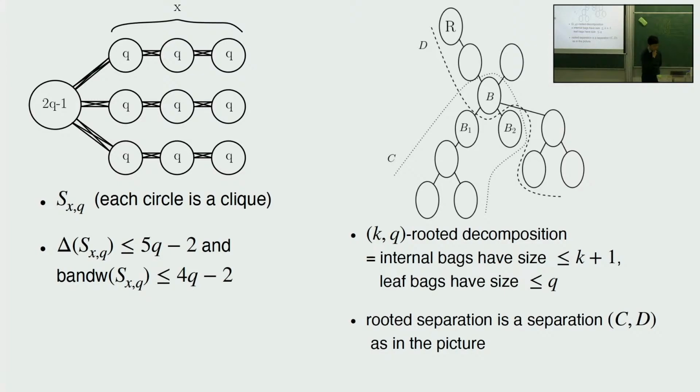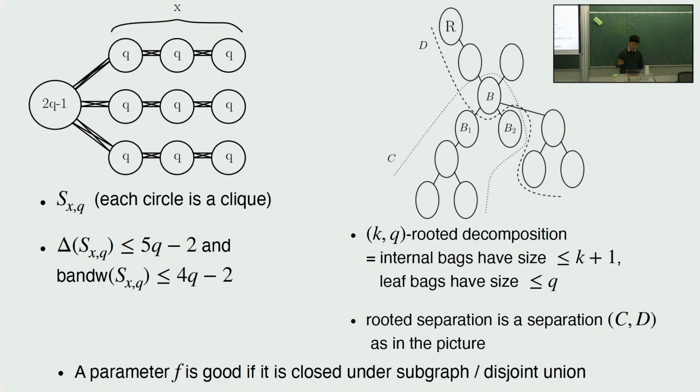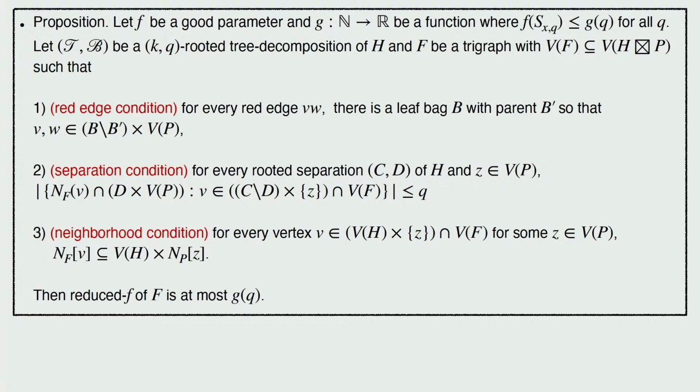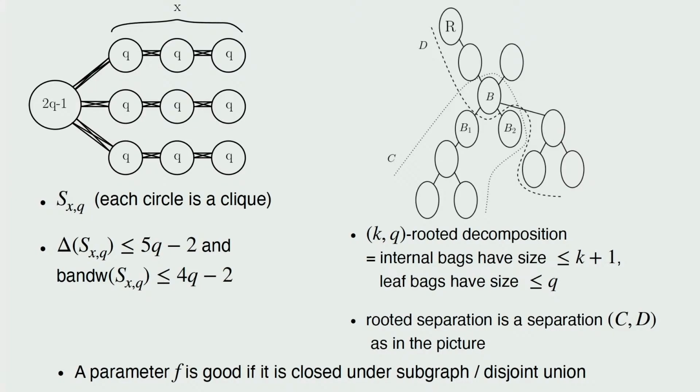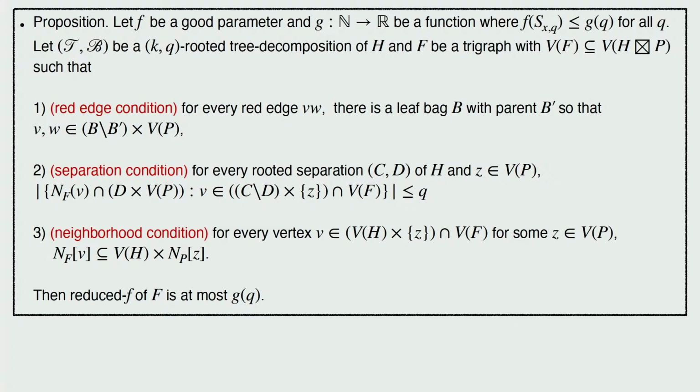And we also consider that in the general statement, we say that F is good if it's closed under some graph and disjoint union. Yeah, so it's a bit long statement, but I just say about this. So our general proposition is that if F is some good parameter, and if there is some universal function g for the bound of the F on this S times Q, so S times Q was the left-hand graph. And you have some rooted tree decomposition of H. So H was on the bounded tree width part. And then if P is some path, and if F is some trigraph whose vertices lie on here with these three conditions, then we show F is small.